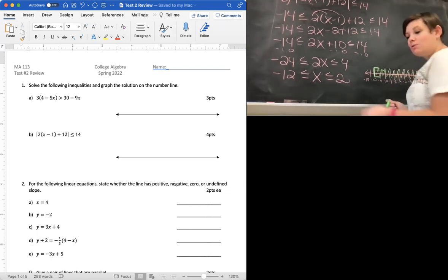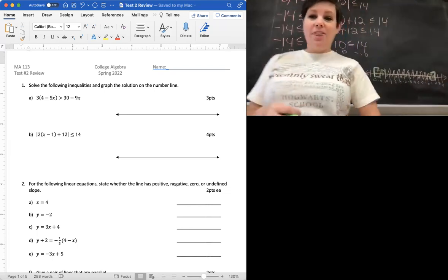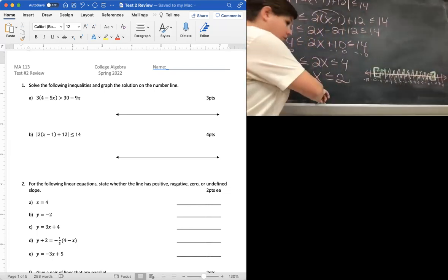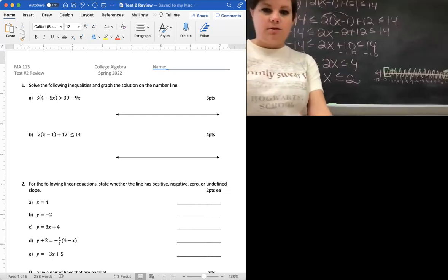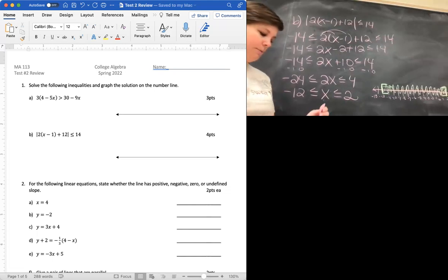There are cases where they will open outward, like shoot off towards negative infinity and shoot off towards positive infinity, and that is completely okay. That's just another solution set. So that's how you do number 1.